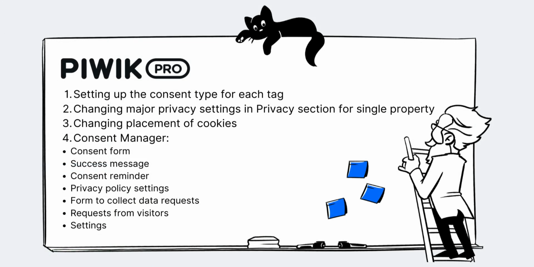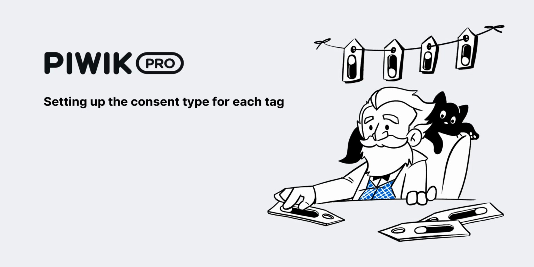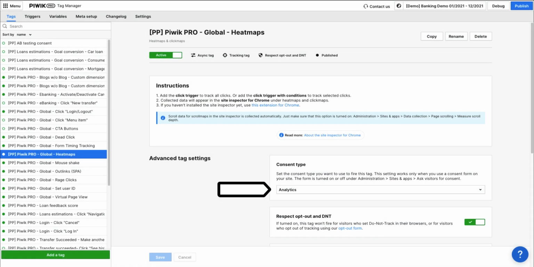Before we dive deeper into Piwik PRO Consent Manager and see how it can help your business stay compliant with data privacy regulations, let me show you some major privacy settings of Piwik PRO. You can set the consent type for each tag that you've created. Most tag templates have a consent type applied by default, but these settings can be easily changed.